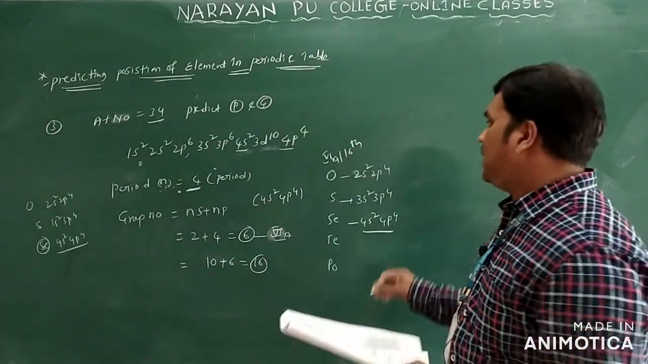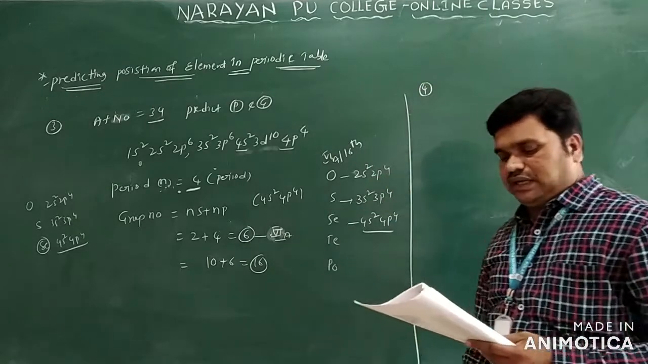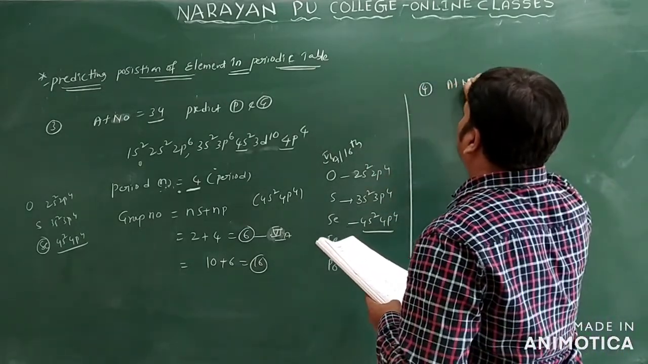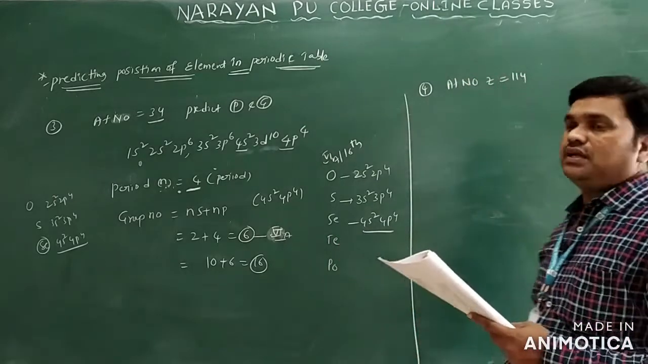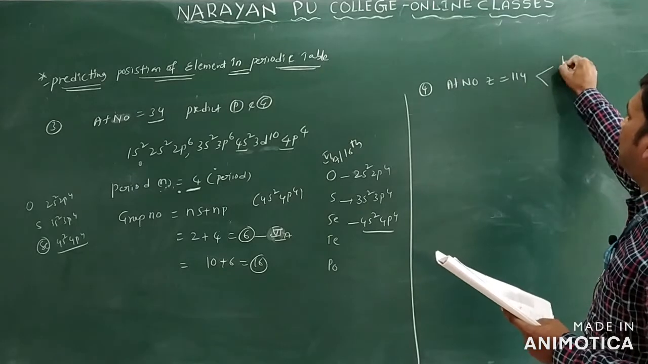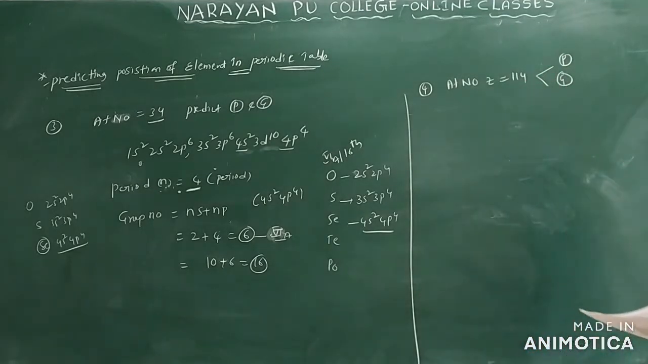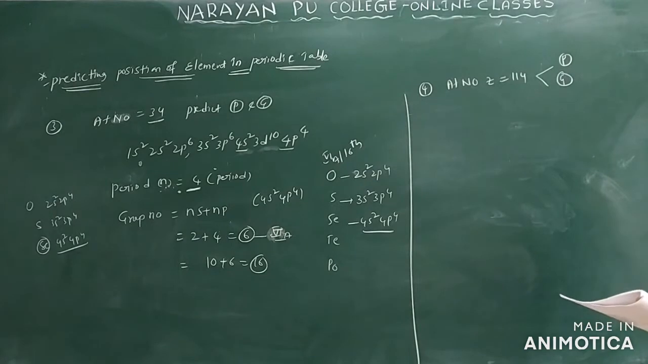Let us see one more question we have. That is the 4th question we can take. Atomic number is given. Z is equal to 114. They are asking to predict the period and group number only. Atomic number Z is equal to 114 is given. So in this case, if you want to write the configuration, it is very difficult only.